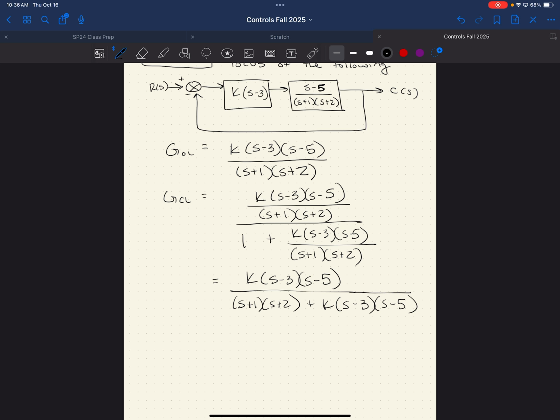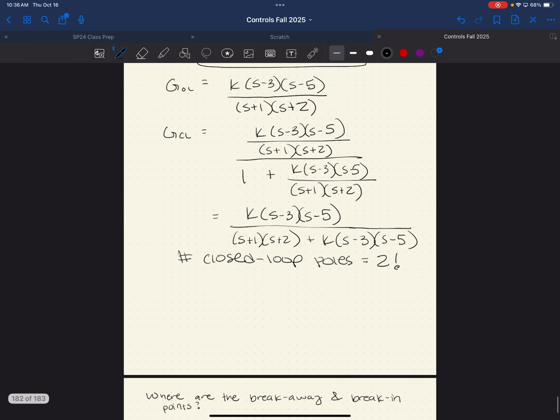Okay, highest power of S in the denominator, 2, means that I have how many closed loop poles? 2. Let's go ahead and start drawing.